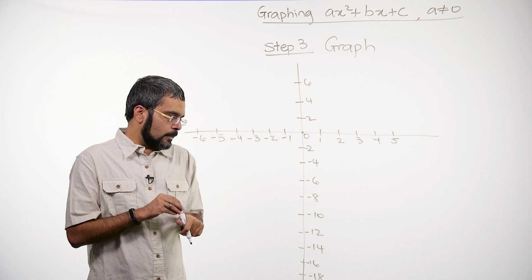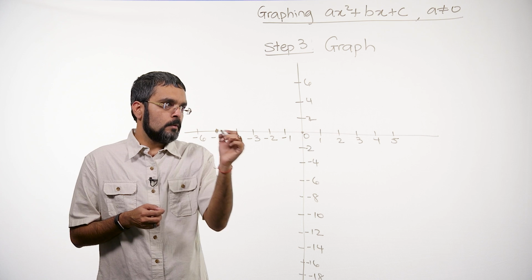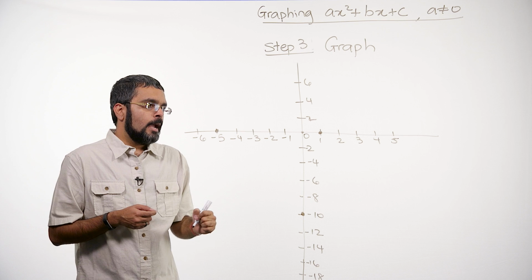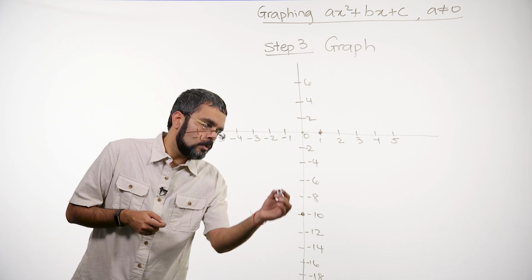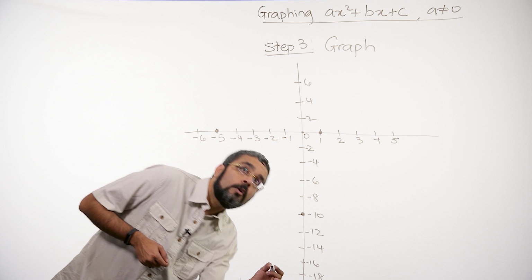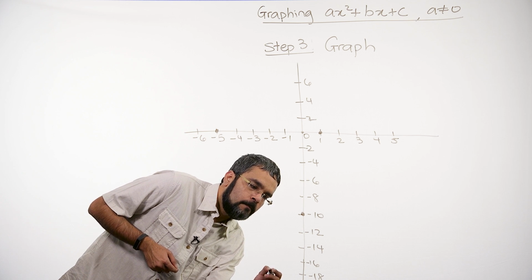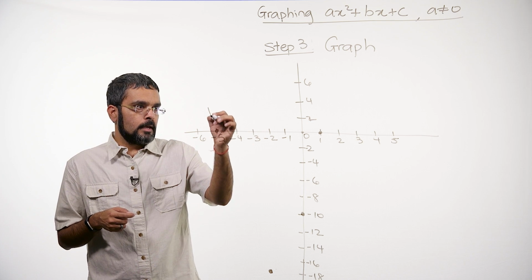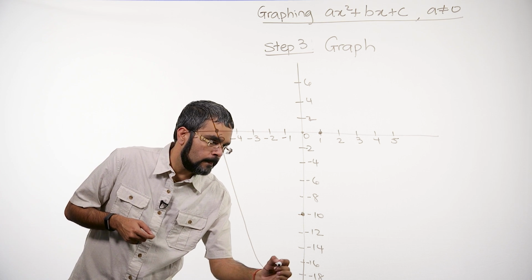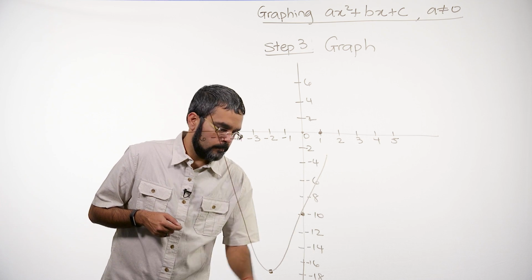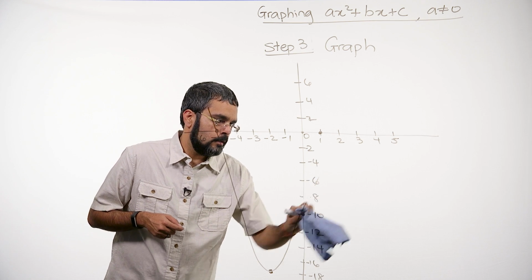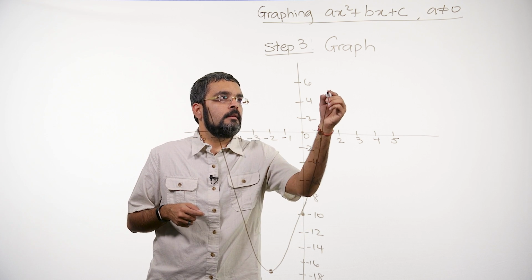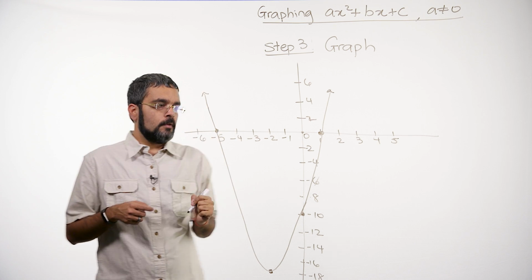Okay, so what were my intercepts? Well, my x-intercepts were negative 5, 0 and 1, 0. And my y-intercept was 0, negative 10. And then our vertex was negative 2 comma negative 18, which would be down somewhere here. So all I need to do now is connect these with a smooth curve. And so I'm going to get something like that. And that is going to be the graph of my parabola.